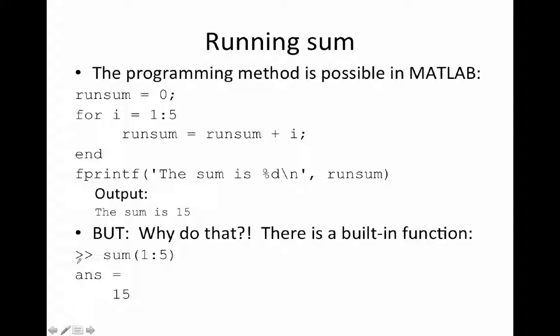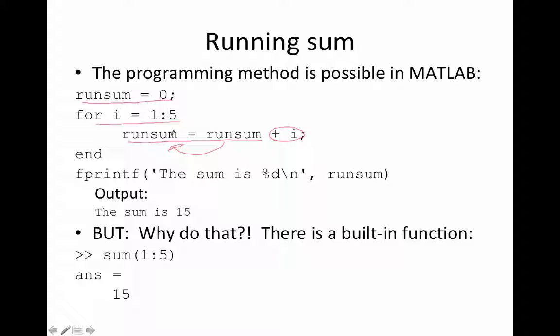Now, a common application of a for loop in many languages is to use a running sum, and that's certainly something that you can do in MATLAB as well. So we might have a running sum variable that we initialize to 0. I is going to iterate through all of the values from 1 through 5, and for each we're going to take what we currently have in the running sum and add that to the value of I, and then store the result back in runsum. So runsum gets the value of runsum plus I.